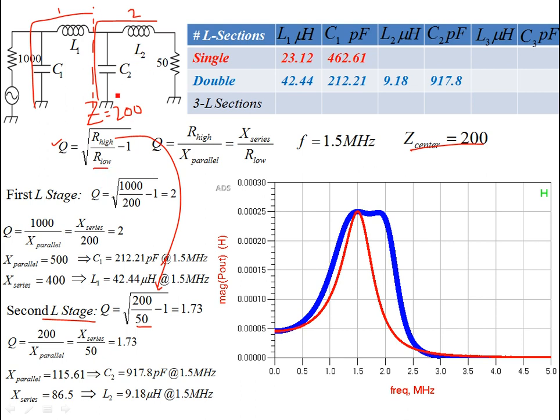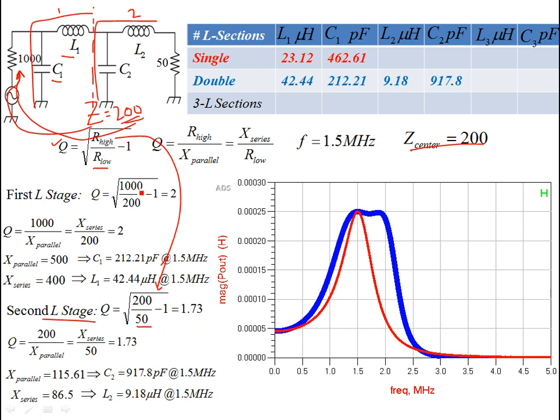Okay, the entire thing is transformed to 200 ohms. 50 matches to 200, and then this 200 is going to match to 1000 via the first network using L1 and C1. So the second L section is matched to 200, and then this 200 is matched to 1000. That's your double cascaded L section network.